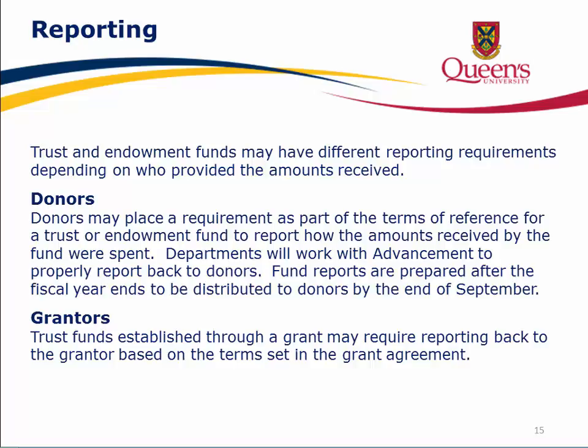Donors may place a requirement as part of the terms of reference for a trust or endowment fund to report how the amounts received by the fund were spent. Departments will work with Advancement to properly report back to donors. Fund reports are prepared after the fiscal year ends to be distributed to donors by the end of September.